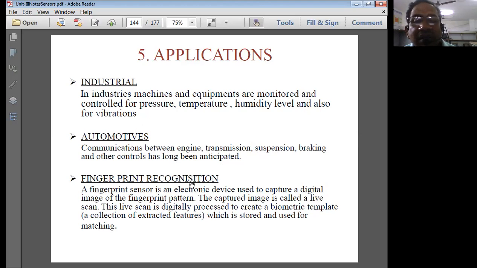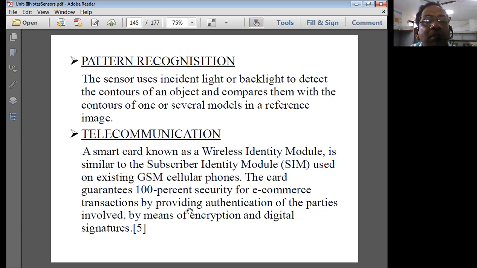Then fingerprint recognition. Biometric machines normally have fingerprint recognition algorithms. Using these algorithms, the finger image is captured by a live scan mechanism and stored in the internal storage. Every time a user puts his finger, it gets scanned and matched with the internal storage element. If both match, it allows that person; otherwise it does not.